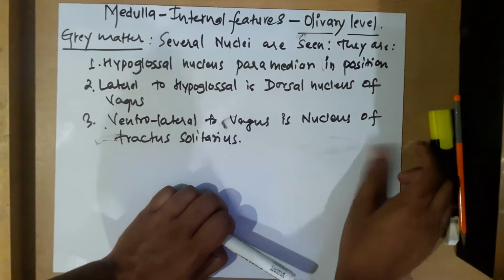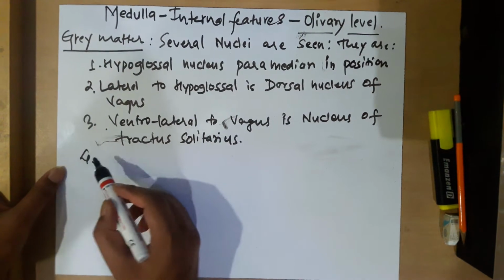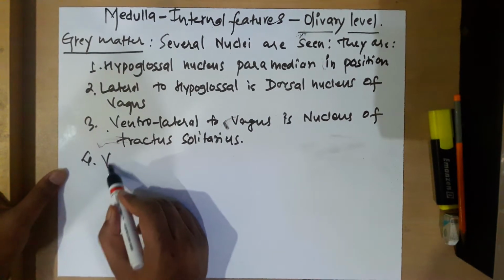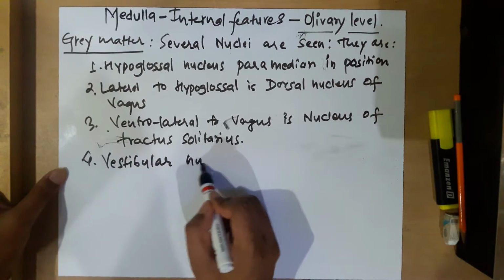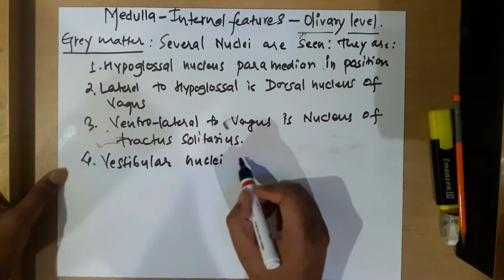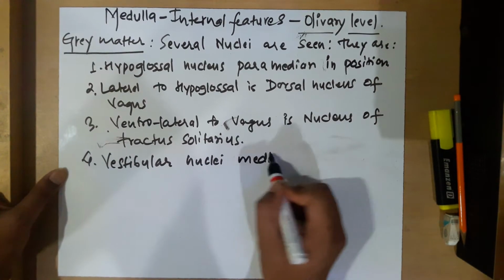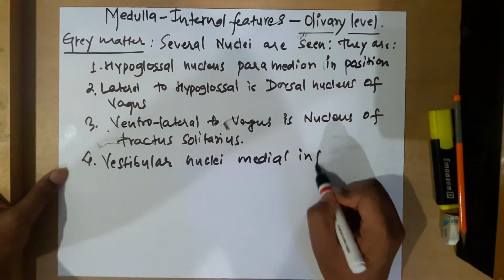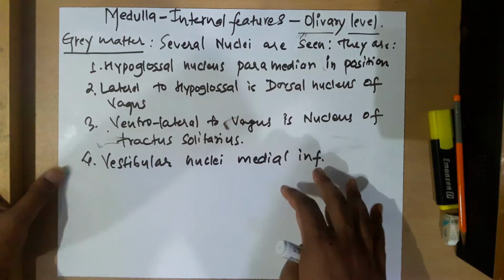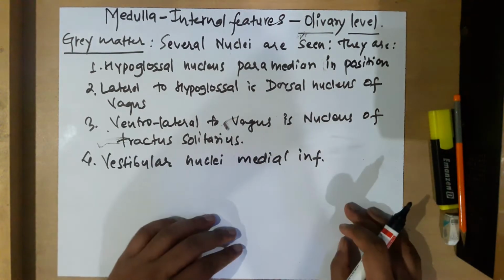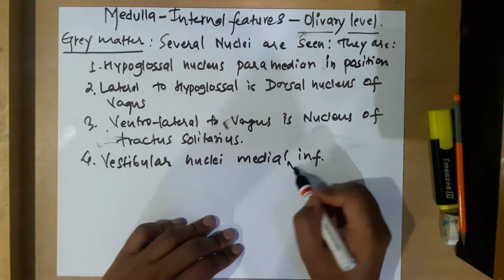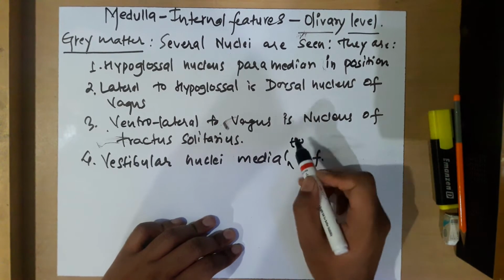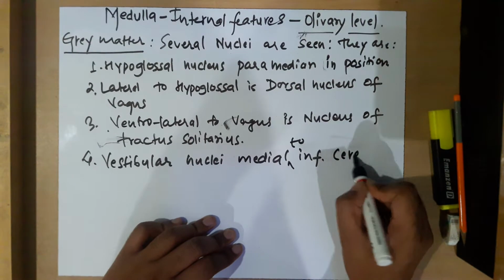Then vestibular nuclei, medial to inferior cerebellar peduncle. I'll discuss all these points at once so that it will save some time. Medial to inferior cerebellar peduncle.